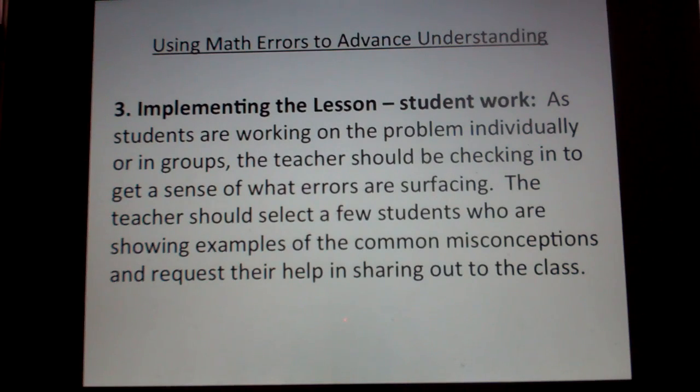And then select a few students who are showing examples of the really common misconceptions and ask them if they'd be okay with sharing their solution out to the class. This is important, that you're doing it, obviously, delicately. You're choosing students who you think would be comfortable doing this, and you're framing it as, you tried really hard, this isn't the right answer, but actually it's going to help the whole class if we talk about it. So, be willing to help out, and make it something special for those students.